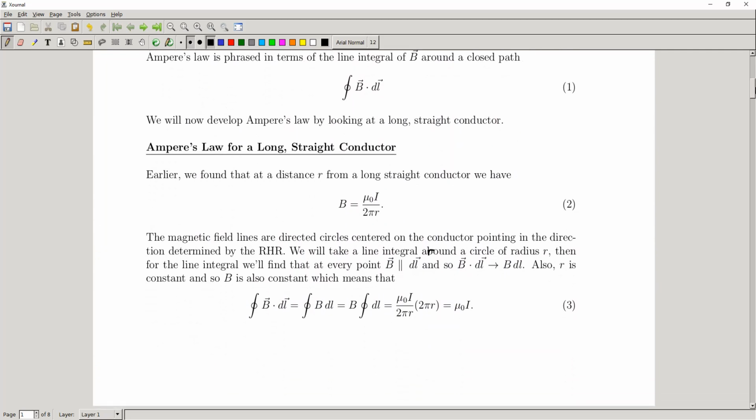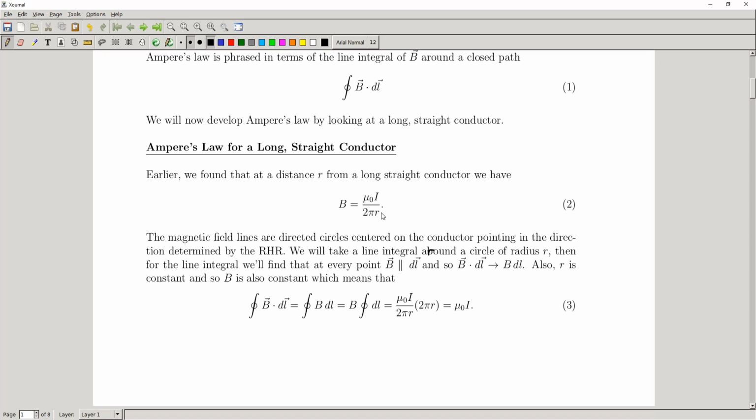We were here, right? Okay, so earlier we found that at some distance r from a long straight conductor, we have a magnetic field that has the magnitude shown here, right? So the magnitude of our magnetic field around a long straight conductor is going to be equal to mu naught times the current running through the conductor over 2 pi r, where r is our distance from the conductor, right? And remember that the right-hand rule gives us the direction that B is going to be following, and all of our magnetic field lines are concentric circles around the conductor, right?